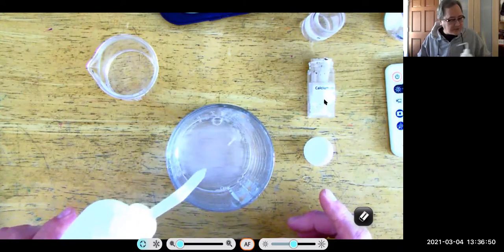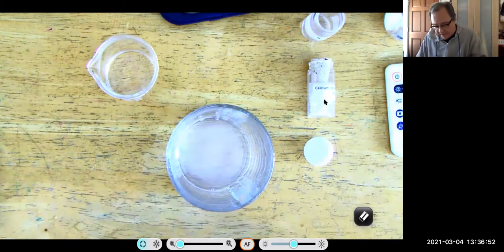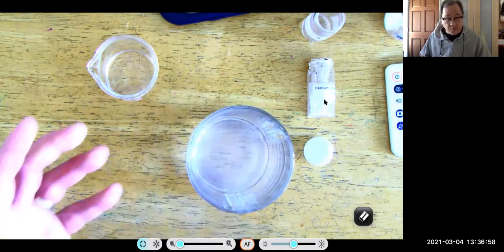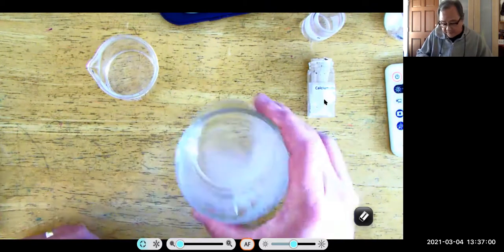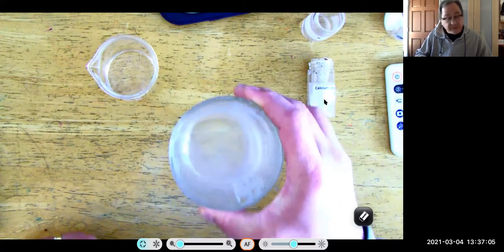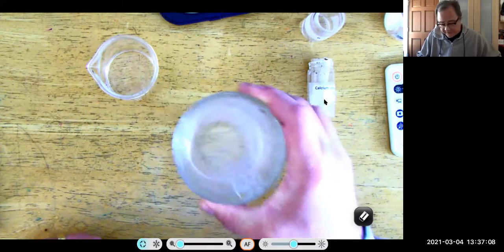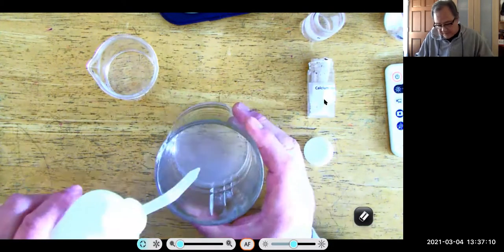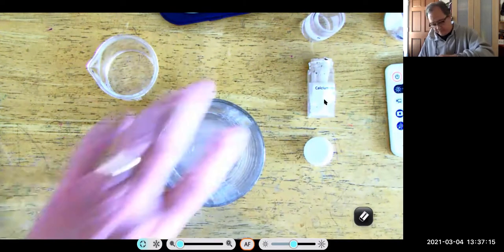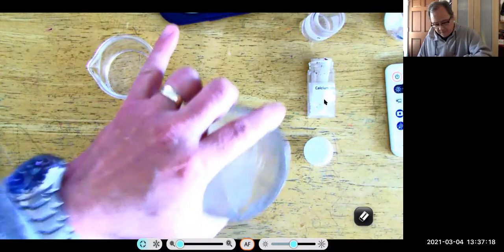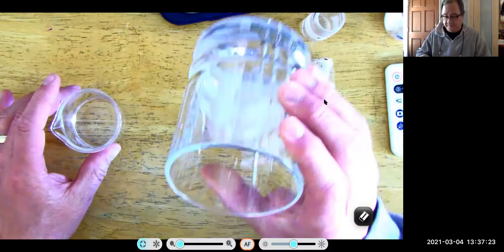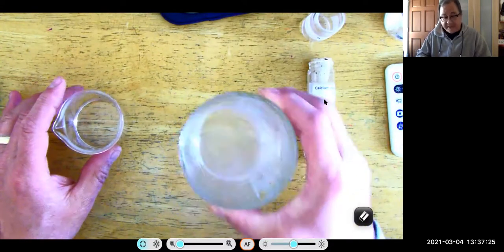So once again, I'm trying to use the minimum amount of water to dissolve my substances. And we're going to see in a little bit why I'm doing that. It's because we're going to filter this through some filter paper, and we want to do as little filtering as is possible because it takes a fair amount of time. Okay, so that's getting there. I'm going to let that settle.